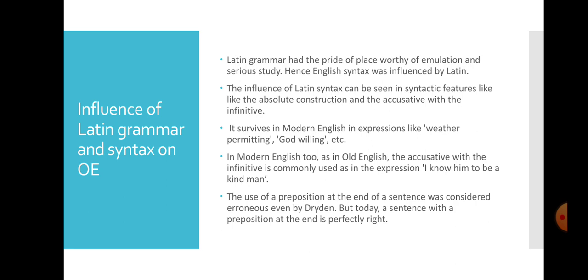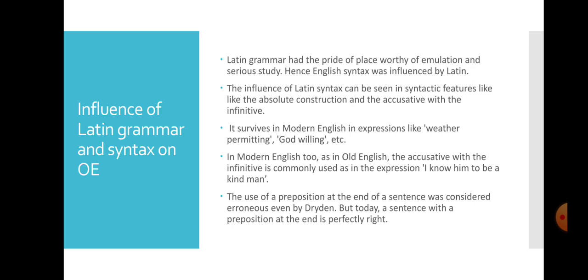The influence of Latin syntax can be seen in syntactic features like absolute construction and accusative with infinitive. What do you mean by absolute construction? An absolute construction means a grammatical construction standing apart from a normal or usual syntactical relation with words.